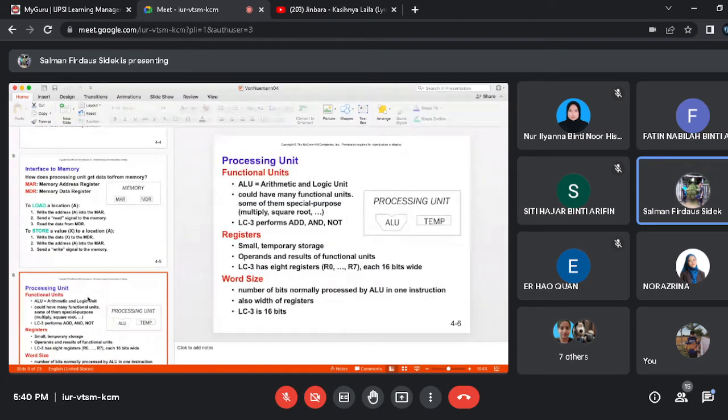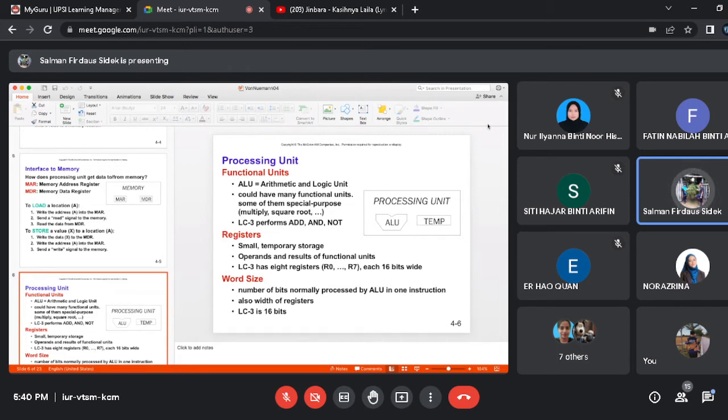CPU. Okay, we talk about CPU. So in the CPU, it has two sub-components. Sub means the things under the main one; the component in the main component. So that is what we call a sub-component. So CPU, it has functional unit.